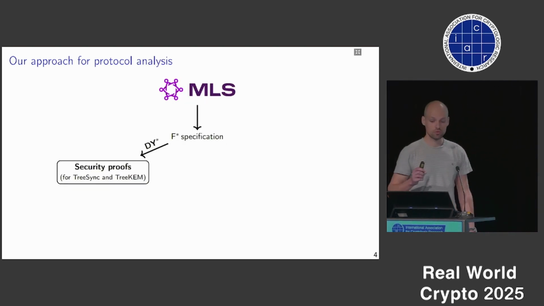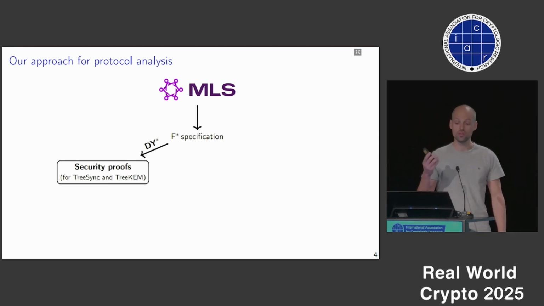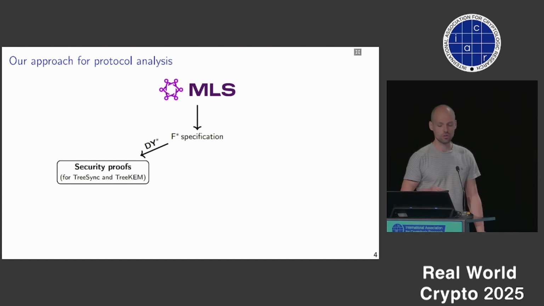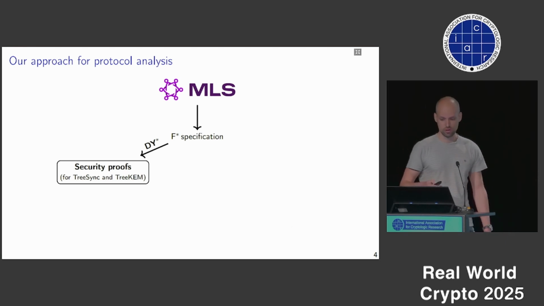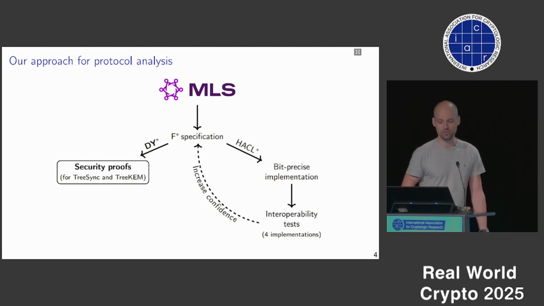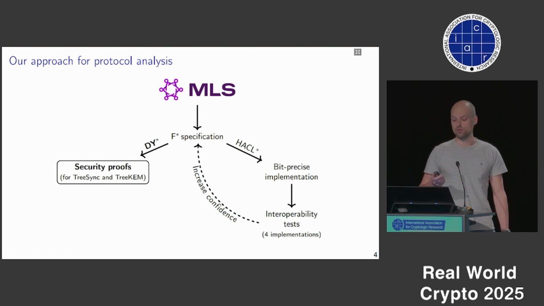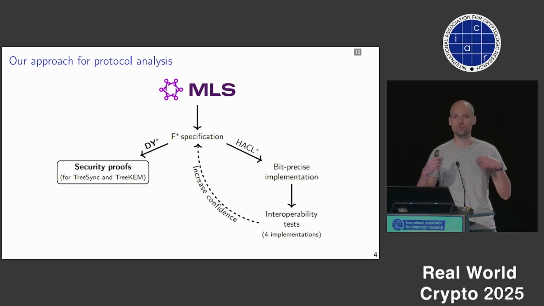To be more precise, the approach we developed to analyze MLS is that we take the MLS specification written in English prose and translate it into a precise mathematical specification in the F* proof assistant. And then we use DY*, a symbolic analysis framework, to do security proofs. But how can we be sure we made no mistakes during the translation? To increase our confidence that the translation is correct, we use Hacspec* on our specification. We obtain a bit-precise executable implementation that we use to run interoperability tests. And the result is that we increase our confidence that our specification correctly implements MLS, hence that our security proofs actually deal with MLS and not some subtle variant of it.